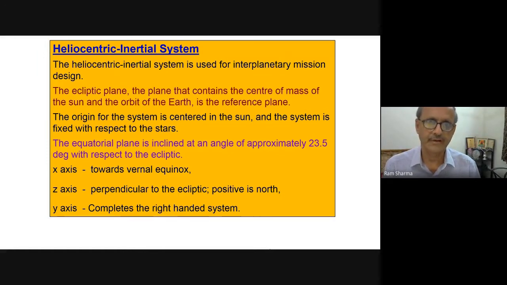And in the geocentric or inertial coordinate system, the center is at the Earth. In our usage, these two systems are commonly utilized, and these are all fixed with respect to the stars. The equatorial plane is inclined at an angle of 23.43 degrees with respect to the ecliptic. The ecliptic is the plane in which Earth moves around the Sun.